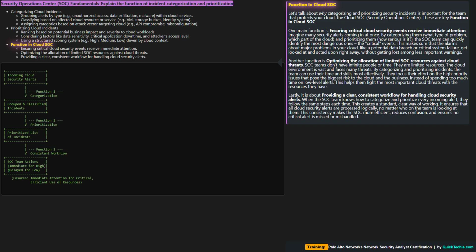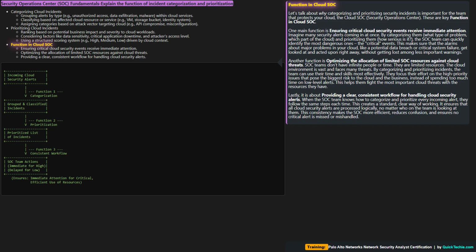This makes sure that the alarms about major problems in your cloud, like a potential data breach or critical system failure, get looked at and acted upon right away, without getting lost among less important warnings. Another function is optimizing the allocation of limited SOC resources against cloud threats. SOC teams don't have infinite people or time. They are limited resources. The cloud environment is vast and faces many threats.